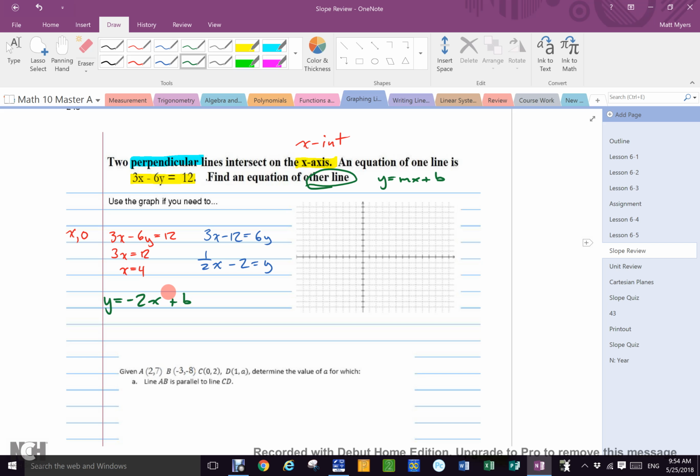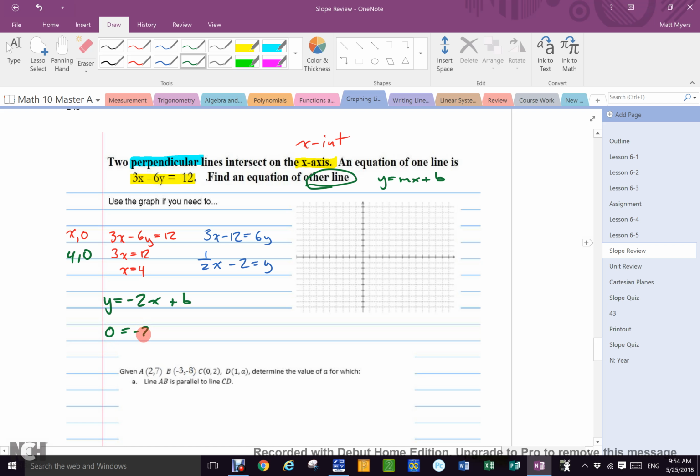So to find b, I must put in an x and a y, right? Do I have an x and a y? I do, don't I? What is it? x is the 4. x equals 4. There's an x. 4 comma 0. Is that x and y? So can I put them in?